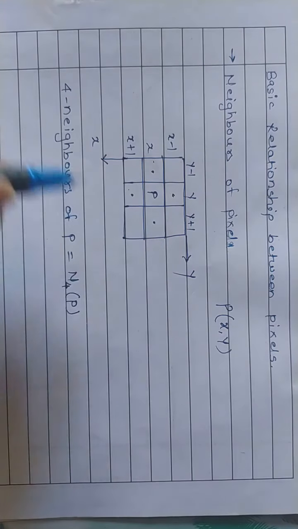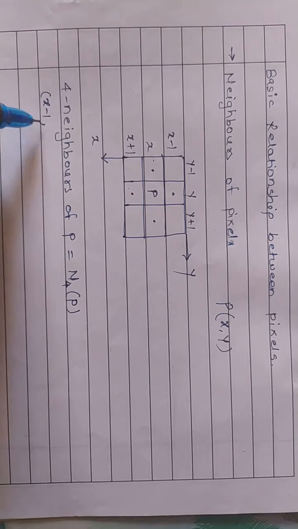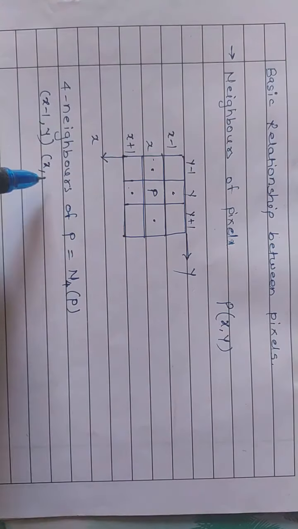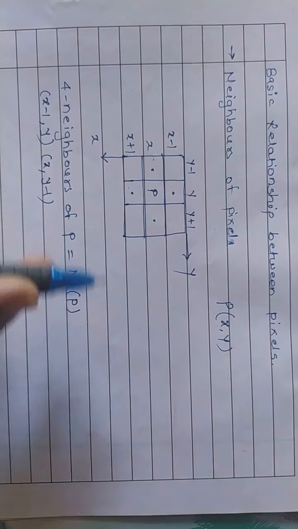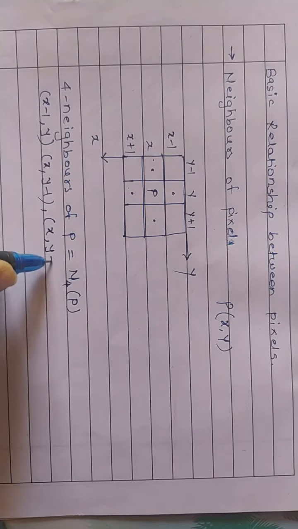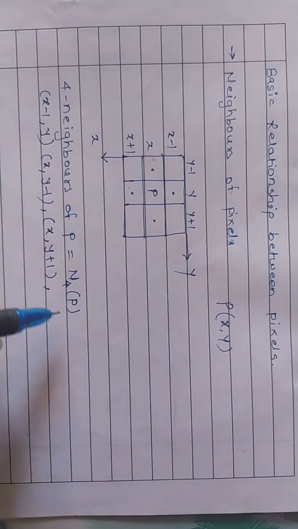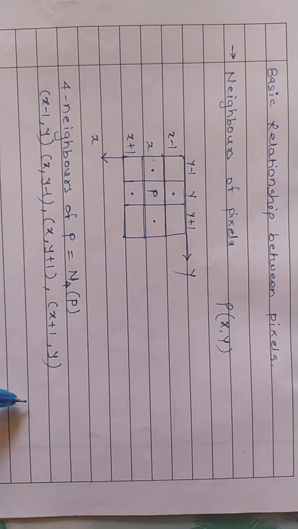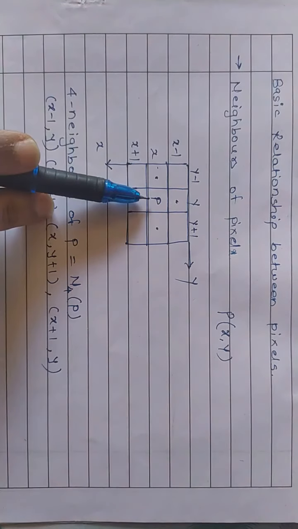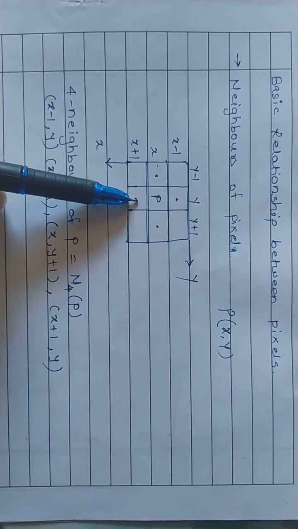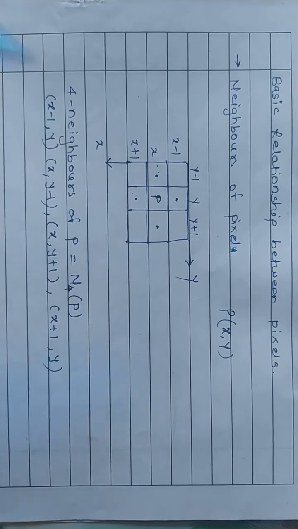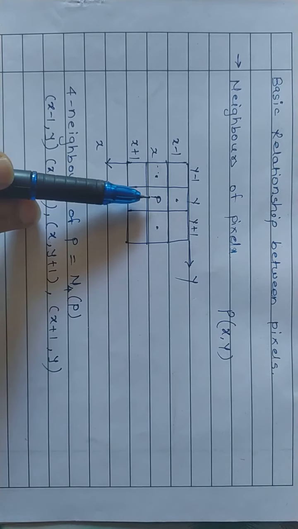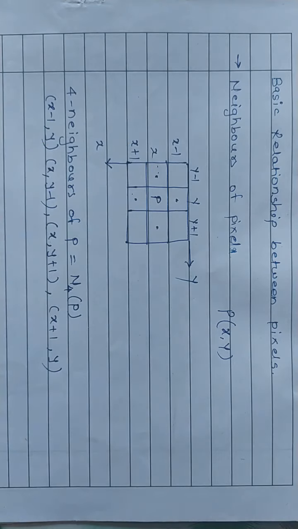So the coordinate of this pixel is x minus 1, y, then the coordinate of this pixel is x, y minus 1. The coordinate for this pixel is x, y plus 1, and the coordinate of this pixel is x plus 1, y. So these are the coordinates of the 4 neighbors of pixel P, with 2 in the vertical direction and 2 in the horizontal direction. So a total of 4 neighbors are present for the pixel P whose coordinates are x and y.